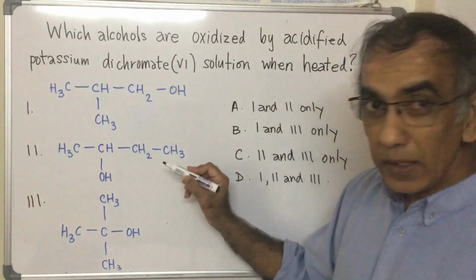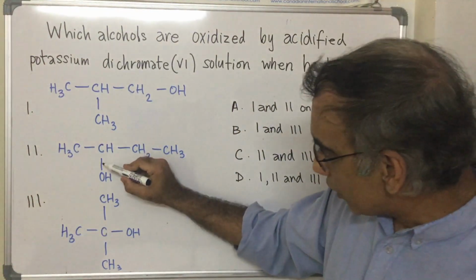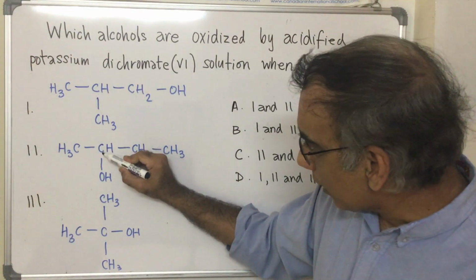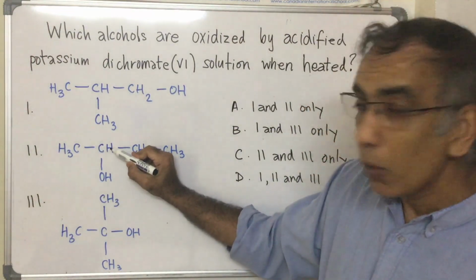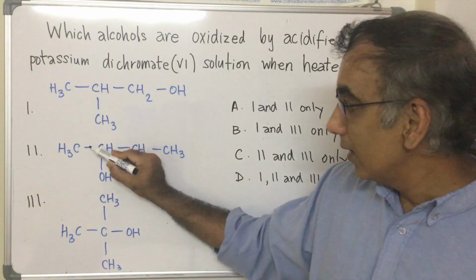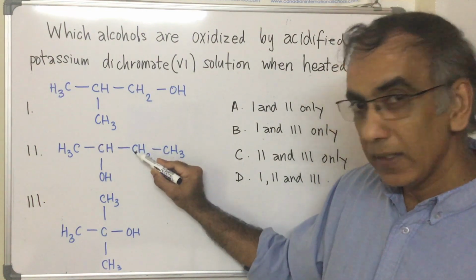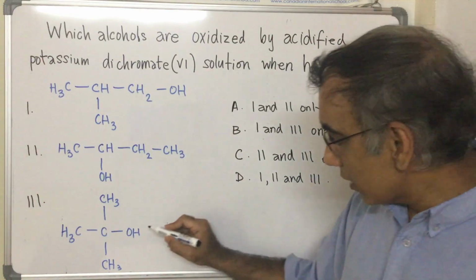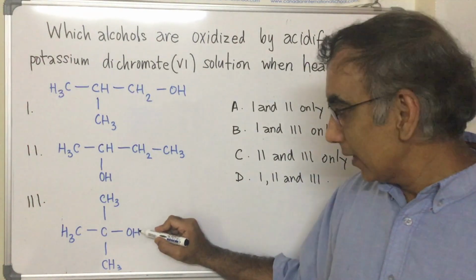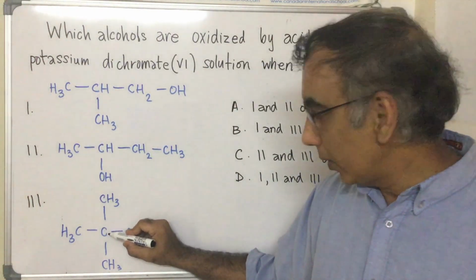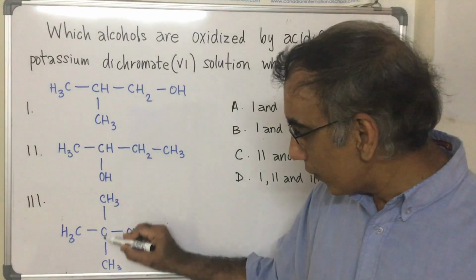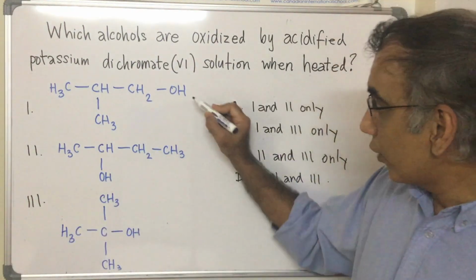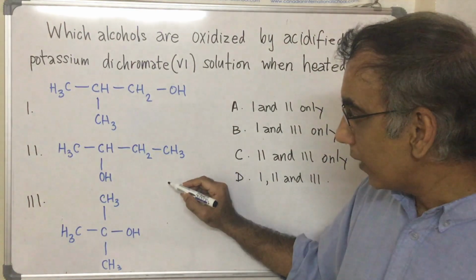Here we have a secondary alcohol because the OH functional group is attached to a carbon that is in turn attached to one other hydrogen and two carbons on either side. But here we have a tertiary alcohol because the functional group, the OH, is attached to a carbon which is in turn attached to three other carbons.